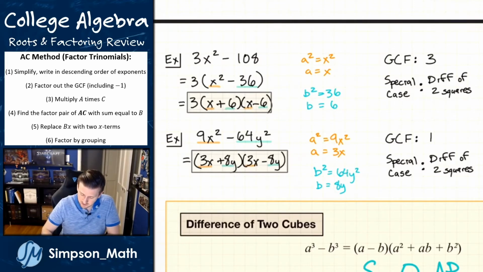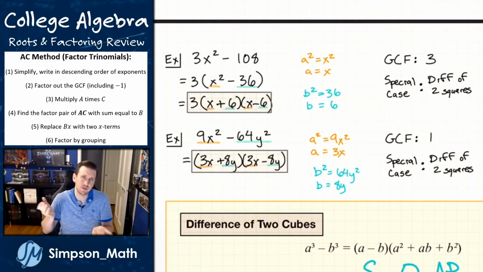So if I square root the 9 and the x squared, we get 3x. Sorry, square root. I think I kind of blurred my speech there. Square root the 64 and the y squared, and we get 8y. So 3x plus 8y, 3x minus 8y. When I do it, I will put the plus first. But if you said 3x minus 8y times 3x plus 8y, it's the same thing. But I often will do the plus first.